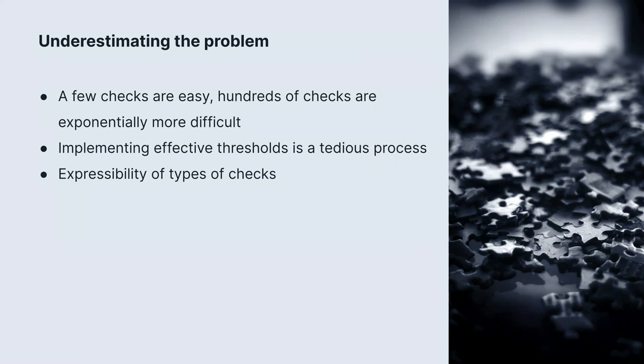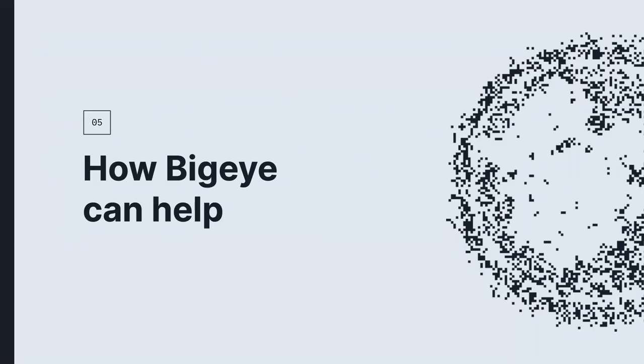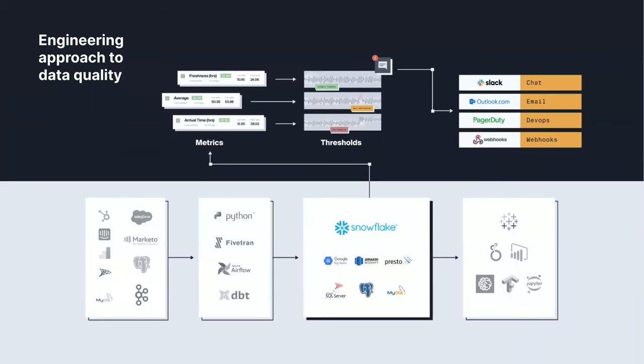So now that we understand a little bit about the pitfalls that teams experience on this journey, let's quickly look at how Bigeye can help you on your path towards better data quality. So Bigeye really tries to take an engineering approach to data quality. As we mentioned in the history slide, the same way that software engineering and DevOps have evolved into monitoring and observability, Bigeye tries to apply the same patterns and practices to the contents of your data.